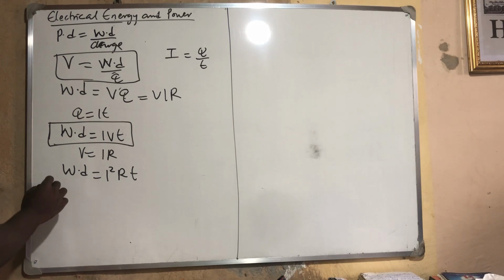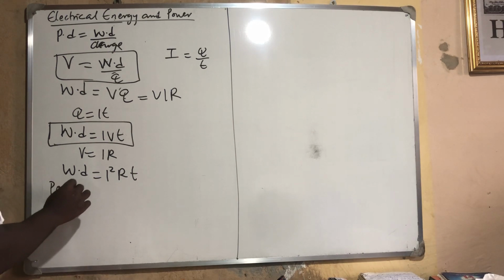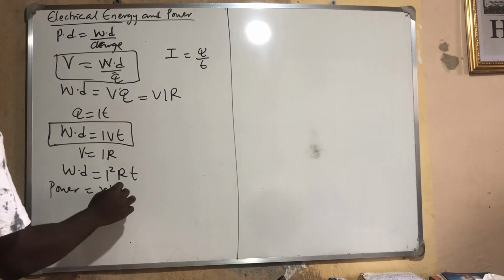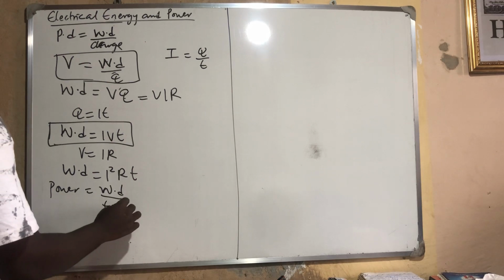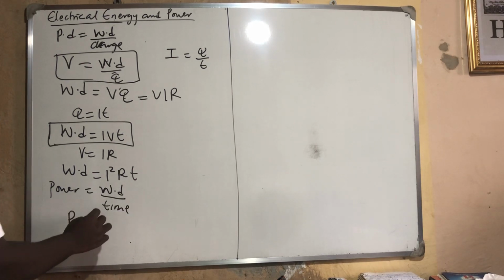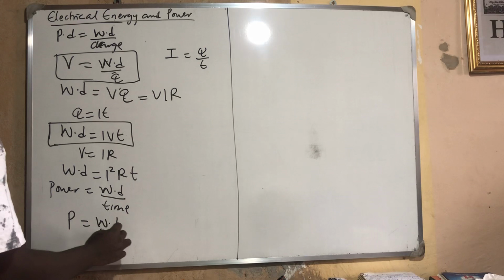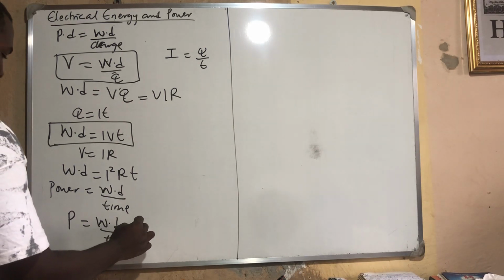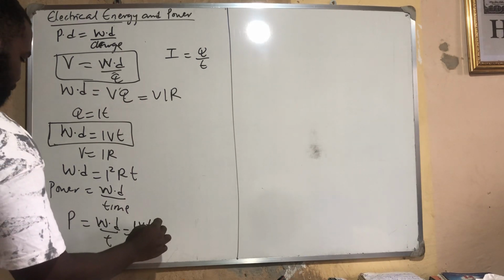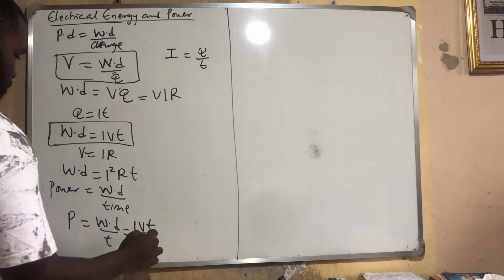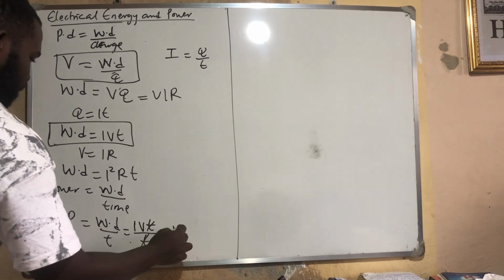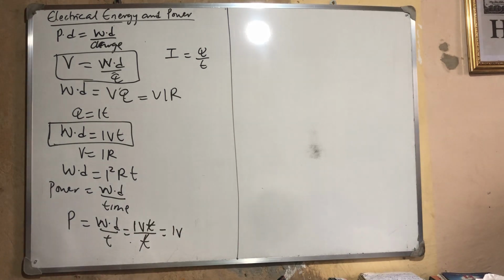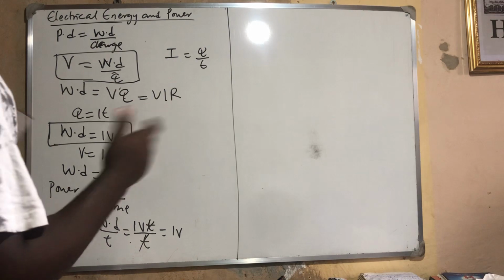So the next thing is your power. Power is simply work done per unit time. So my power P is equal to work done over time. And what is work done? VIT or IVT, over time. So the time will cancel. So power is IV. So your IV is your power.